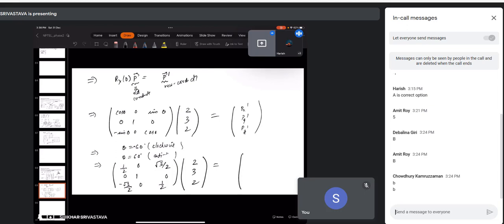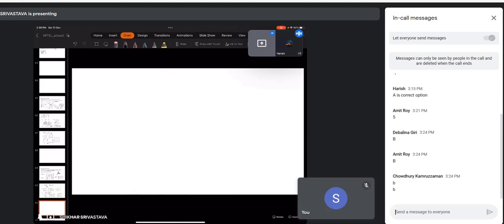First you'll get 1 by 2 times 2, which is 1, plus 0, plus root 3 by 2 times 2, so 1 plus root 3. Second is simple, it will be 3. And the third component is minus root 3 by 2 times 2, which is minus root 3, plus 0 times 3, plus 1 by 2 times 2, which is 1. So these are the three components of the vector in the new coordinate system.